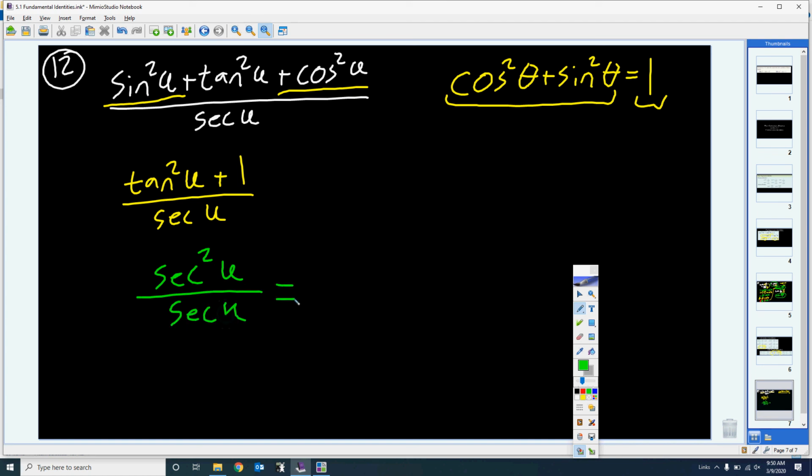And then this one now looks just like the last problem, where I have a squared on top and just a secant on the bottom. One of them cancels out, and I'm left with just secant of u.